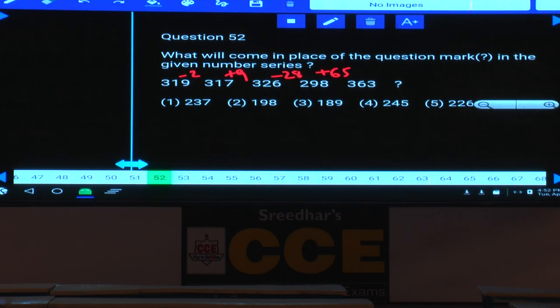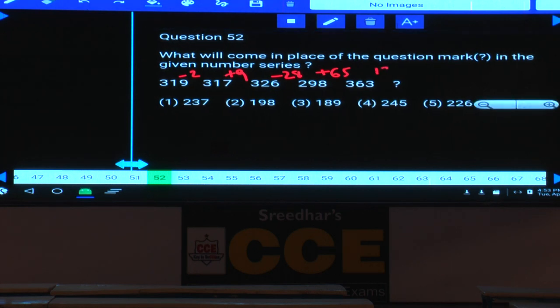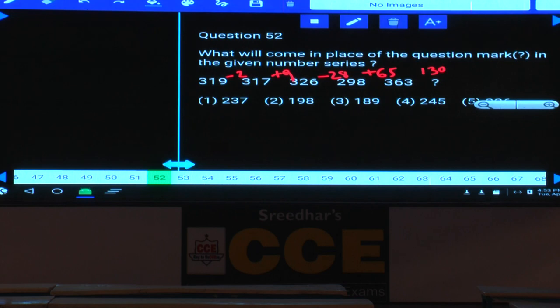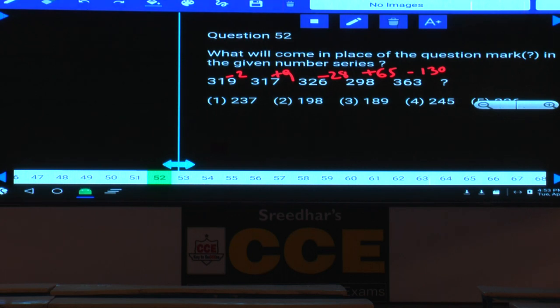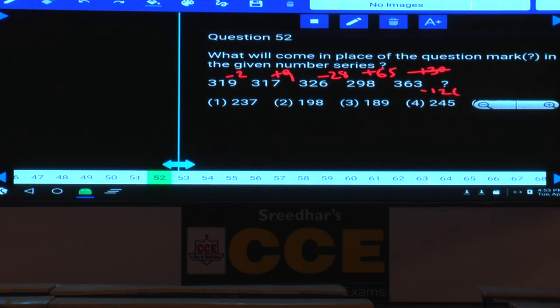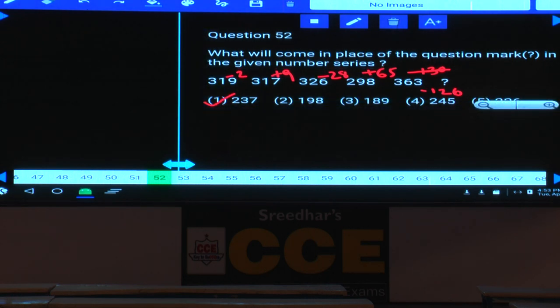Then tell me what are these numbers: 2 can be written as 1 cube plus 1, and 9 can be written as 2 cube plus 1, 28 can be written as 3 cube plus 1, and 65 can be written as 4 cube plus 1. Next one is 5 cube plus 1. What is 5 cube plus 1? 130. As it is 130, the signs are minus, plus, minus, plus, minus, and the next one is 363 minus 130. What is 363 minus 130? This must be 126, right? Minus 126, and 13 minus 6 is 7. Among the given choices, 7 is given only in choice 1. The difference between the numbers is n cube plus 1.